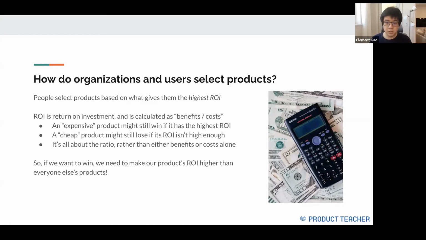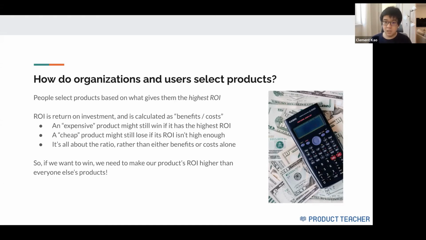In other words, there's no minimum bar on how many benefits or what kind of features you have to have, and there's no maximum threshold for how much a product should cost. Rather, it's all about the ratio of benefits to costs. What you want is a lot of benefits and very few costs, so that you beat out the competition. That's why there are a lot of expensive products out there that still win, that organizations still select because their return on investment is superior.